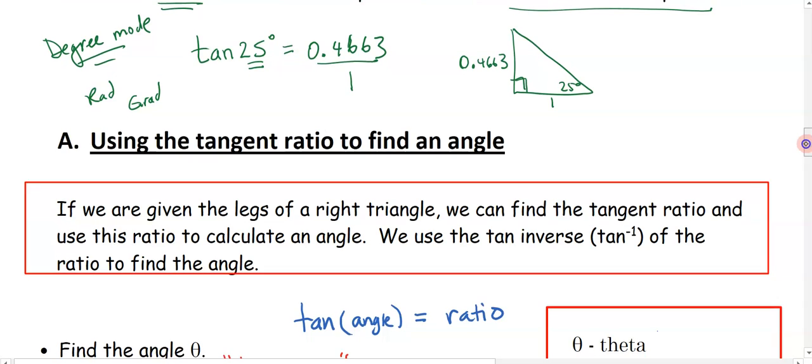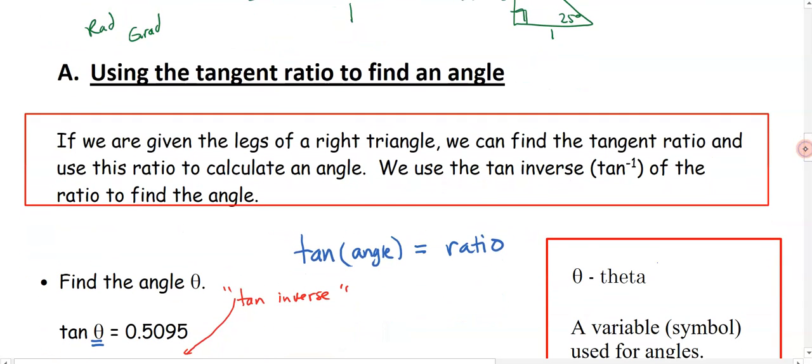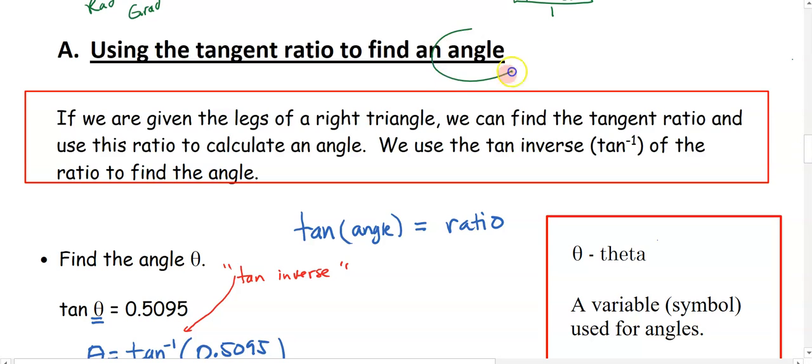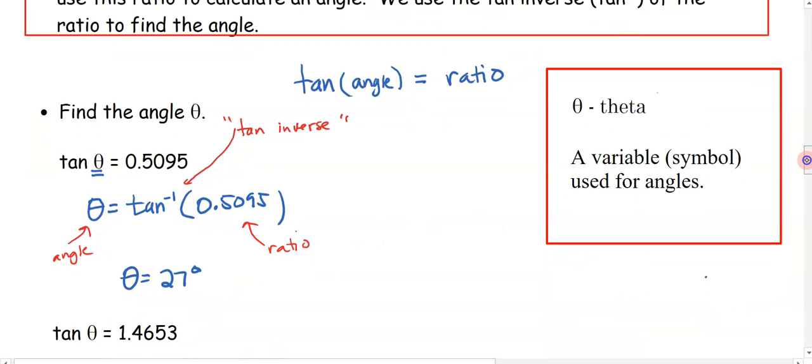Okay, so now we're going to do, there's two main ideas with trigonometry. Number one, I could give you the ratio and you have to find the angle to that ratio, or I could give you the angle and you have to find one of the missing pieces in my ratio. Okay, so let's start with just the angle. We're going to just focus on finding the angle.